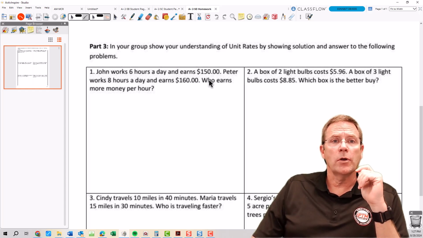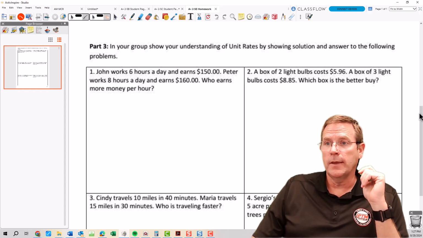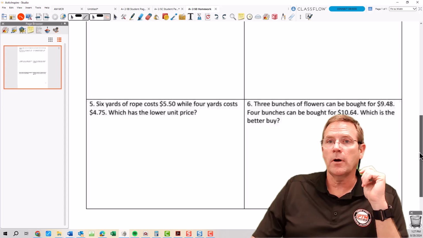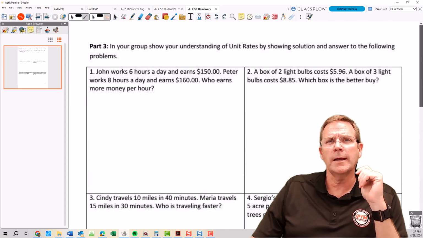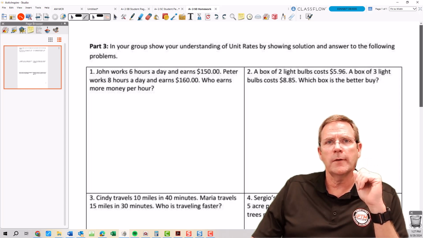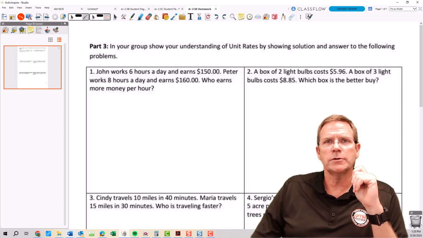Your homework: you're going to answer these 6 problems that are on here. So we got 6 problems for you to work on your homework tonight. Make sure you give me good supporting work, just like the supporting work that I gave you in the example problems, so that I can give you good credit. I look forward to answering any questions you have in class tomorrow.